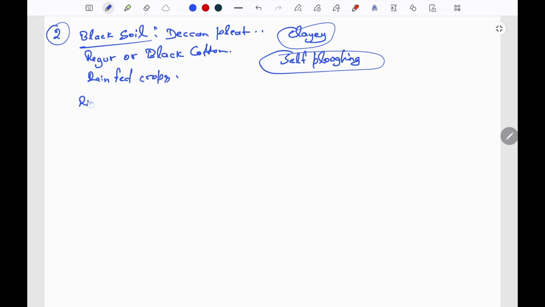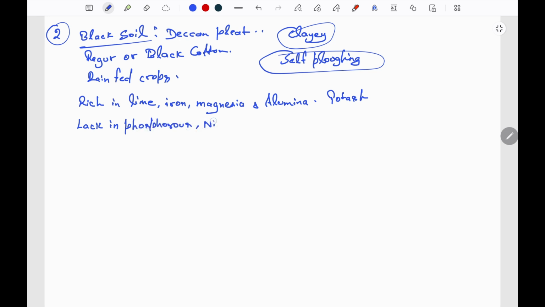It is rich in lime, iron, magnesia, and aluminium. Also contains potash, but lacks phosphorus, nitrogen, and organic matter. Color is generally black, sometimes dark gray.